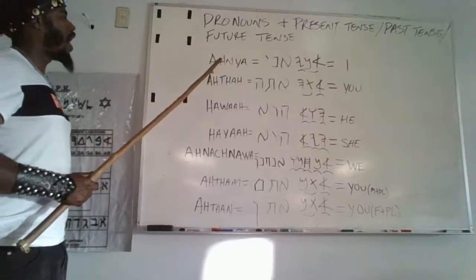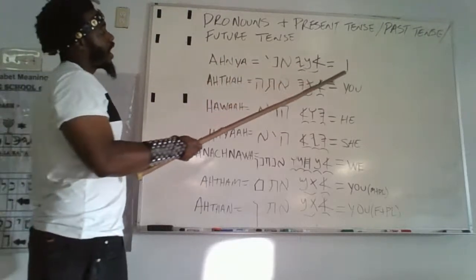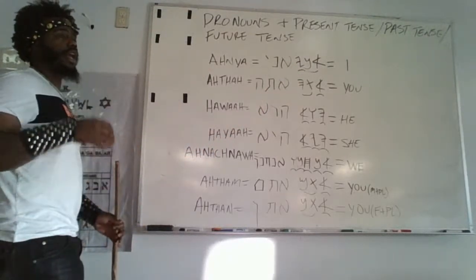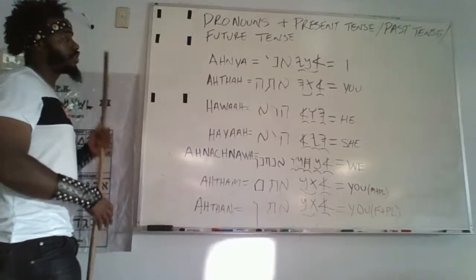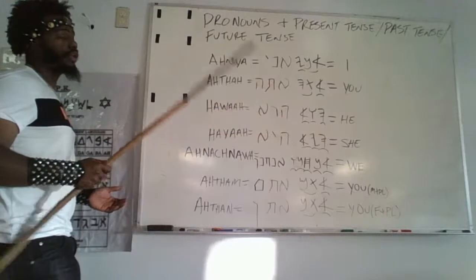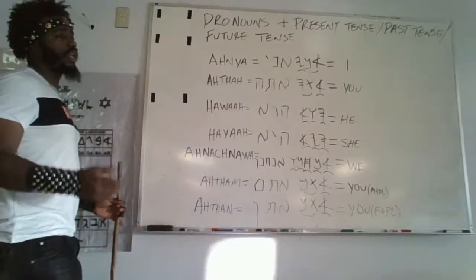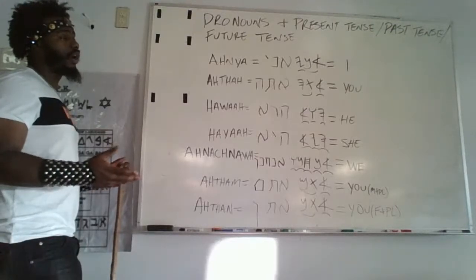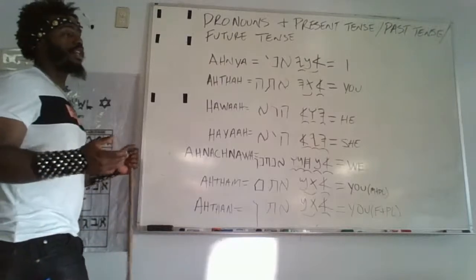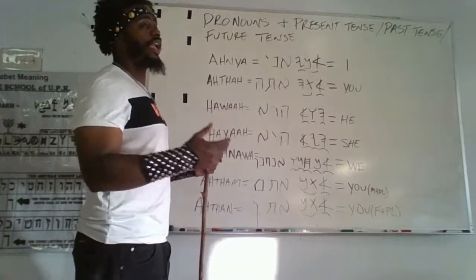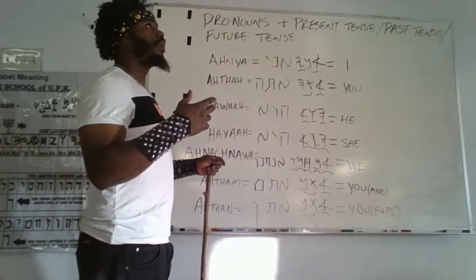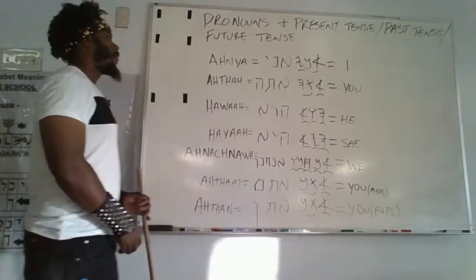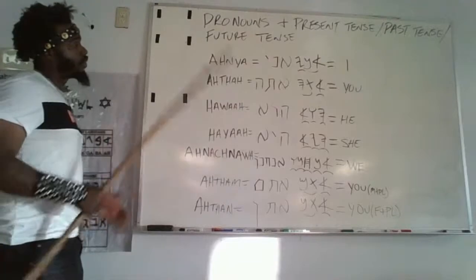All right. So, Anya means I. Okay. So whenever you're saying a sentence like I am doing something, you would say Anya, right? Okay, so like I would say Anya Amar, right? Or I'll say Anya wa Amar, and I said, right? So that gives context to the word, right?